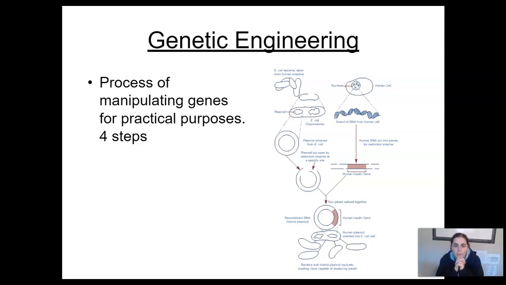Okay. So genetic engineering is basically the process of manipulating genes for purposes that we need. There's all sorts of purposes. We do it for food products. We do it for animals. We modify things inside them, maybe for cows, for instance, to produce more milk. Okay. There's 4 main steps, and you have to identify the 4 main steps.